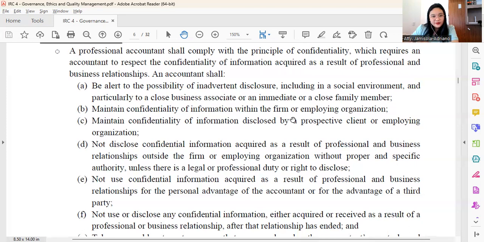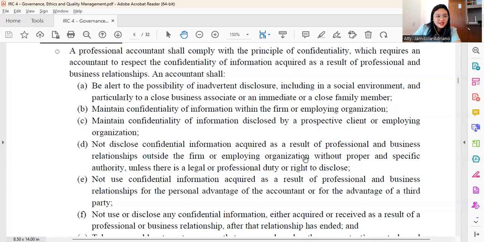Maintain confidentiality of information within the firm or employing organization. So if you are the one that received the confidential information, you are also prohibited from sharing it with someone, even though that someone is also part of the audit firm. So, for example, audit team number one, audit team number two, all confidential information acquired by audit team number one should not be shared with audit team number two.